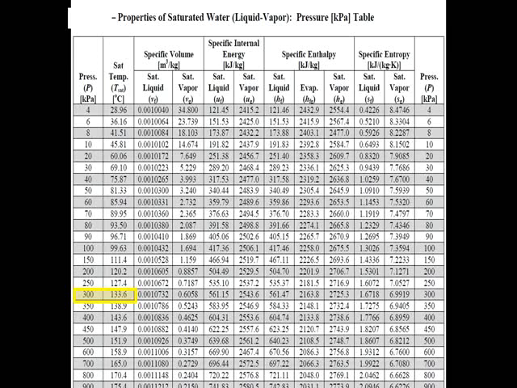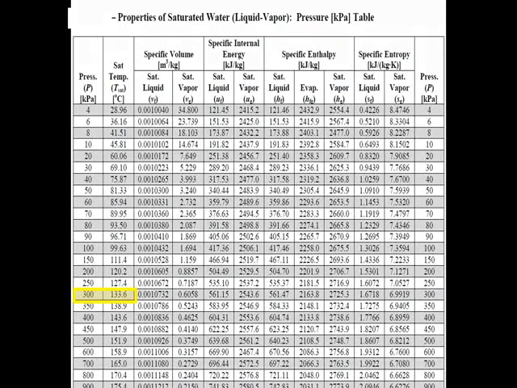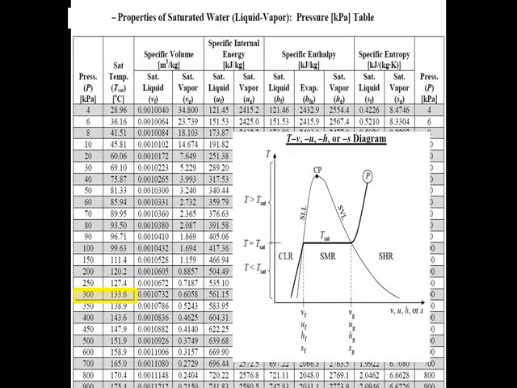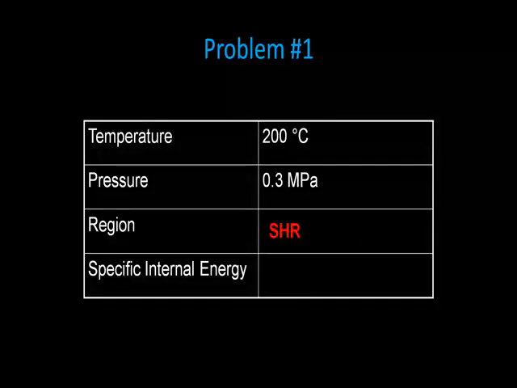Well, we have a temperature of 200 degrees Celsius, so that's higher than our saturated temperature. If our temperature is higher than our saturated temperature, then that means we're over here on our constant pressure line, so we are in the superheated range. So we're superheated.